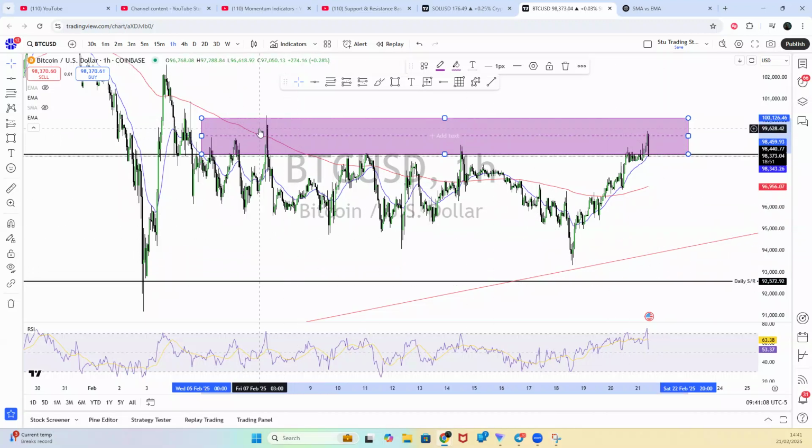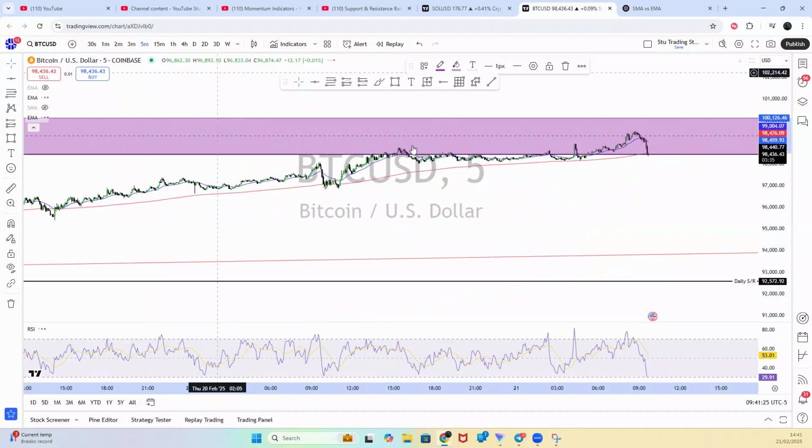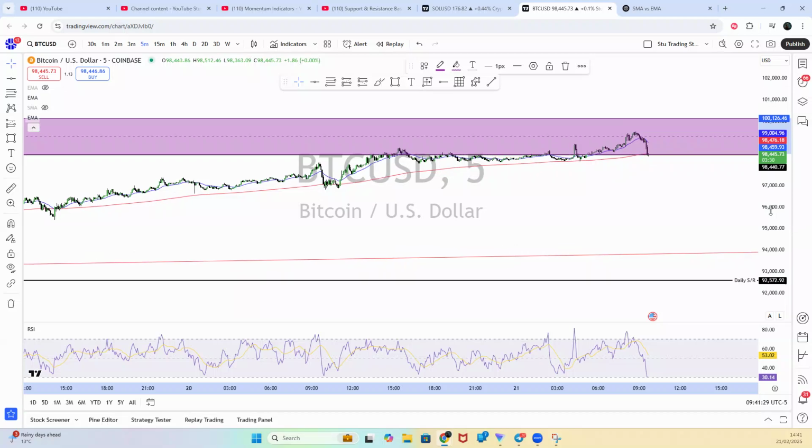But if we look at this based on a strategy, we have to have some rules. So in our daily chart, our 20 period EMA is above our 200 period. On the hourly, the 20 period is above the 200. So we're bullish.